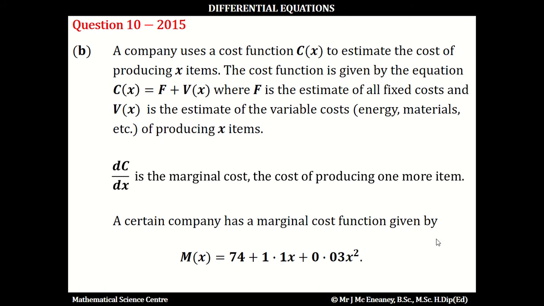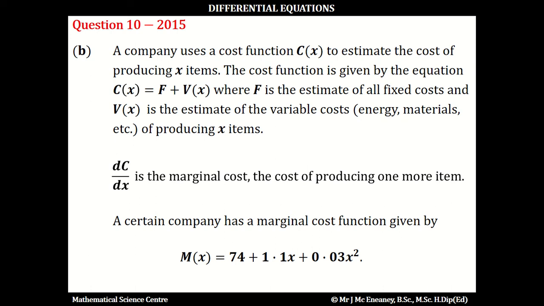2015 question 10 part B. A company uses a cost function c of x to estimate the cost of producing x items. The cost function is given by the equation c of x is f plus v of x, where f is the estimate of all fixed costs and v of x is the estimate of the variable costs of producing x items. So c dash x is the marginal cost, which is the cost of producing one more item.